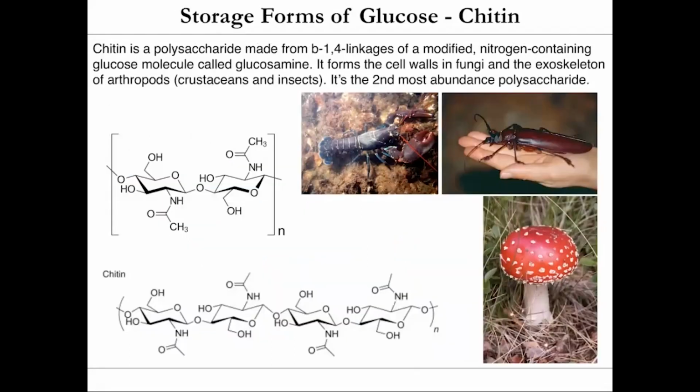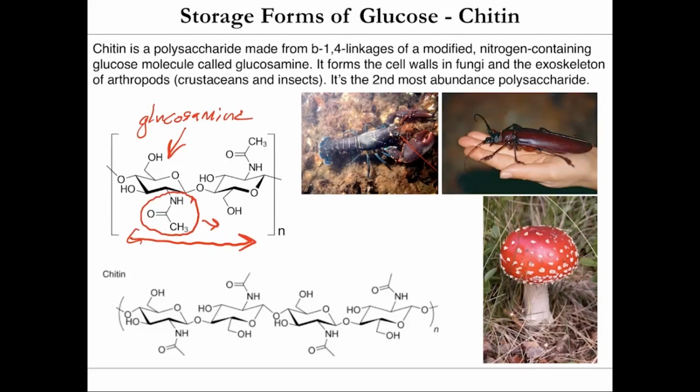Cellulose does. And so the last glucose polymer that we're going to talk about is actually a glucosamine polymer called chitin. So chitin is a polysaccharide made from beta-1,4 linkages of a modified glucose molecule called glucosamine. So glucosamine has this amine group here. So this is glucosamine right here. But even though the glucose is modified, this is a really important carbohydrate polymer.